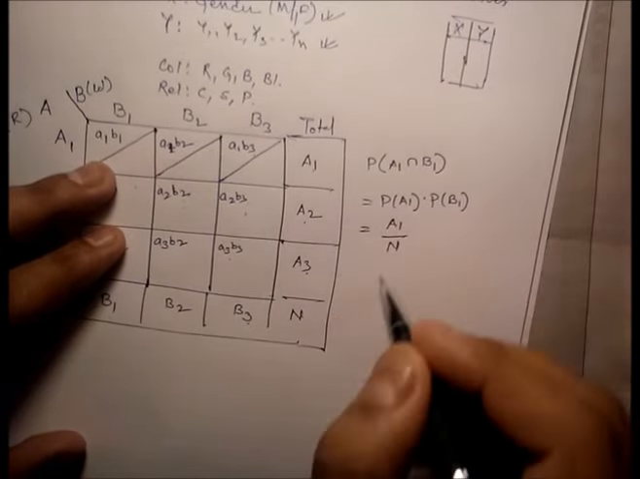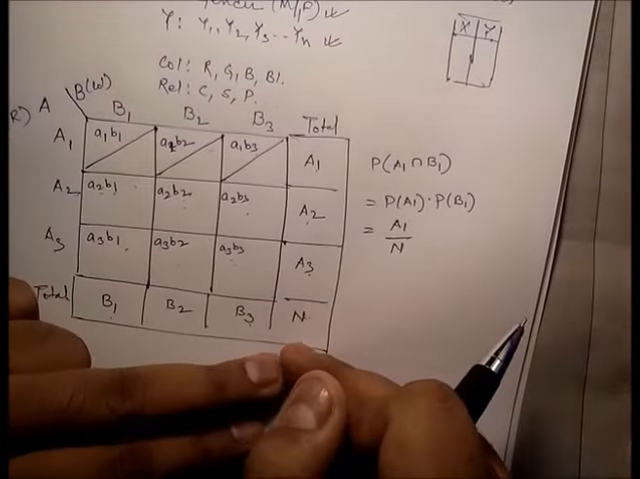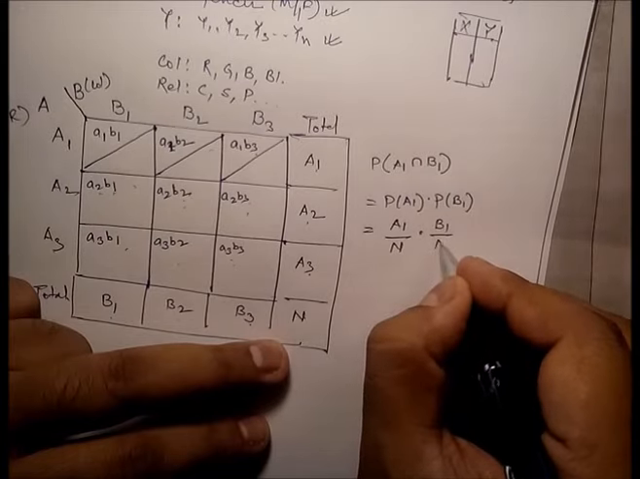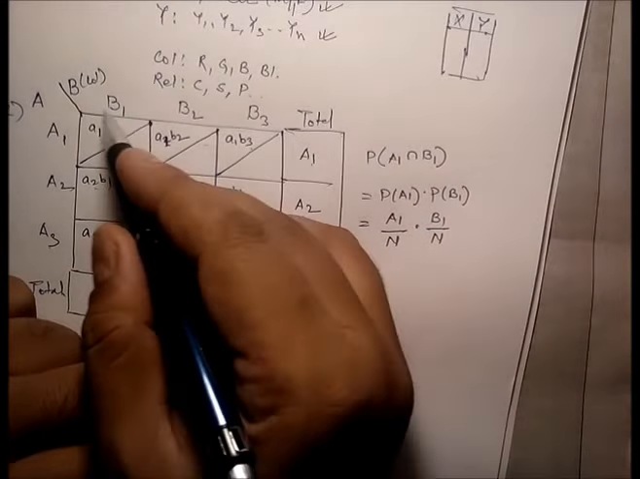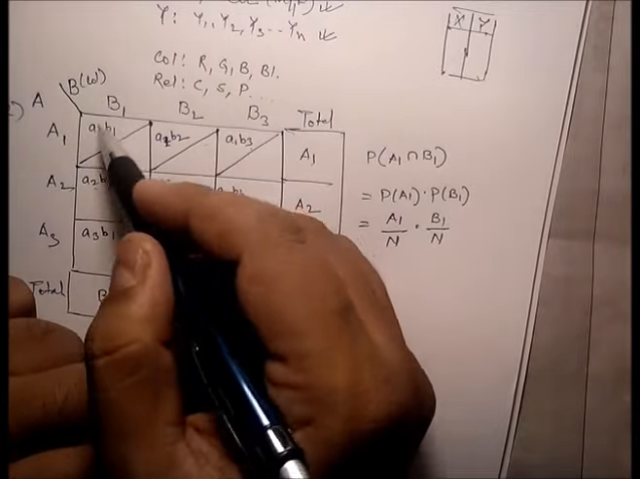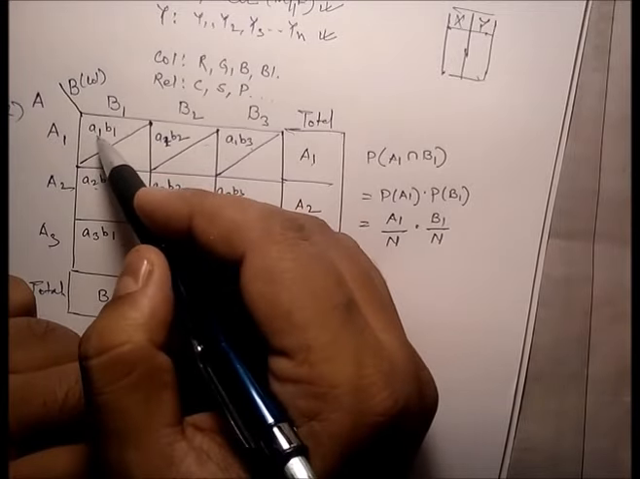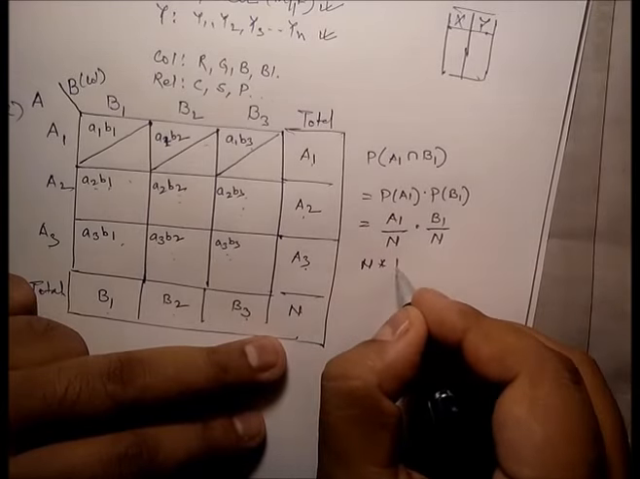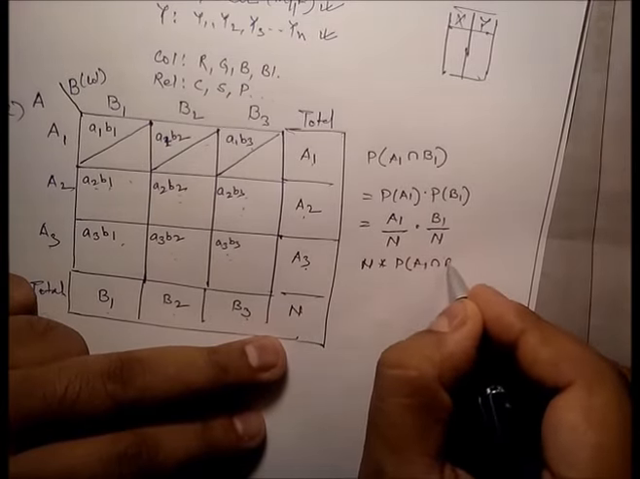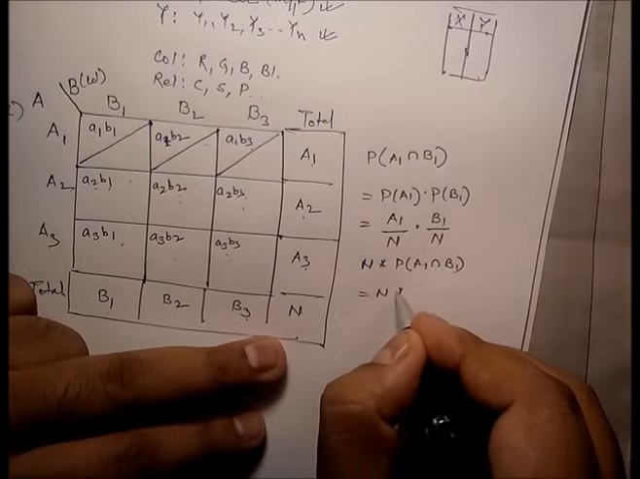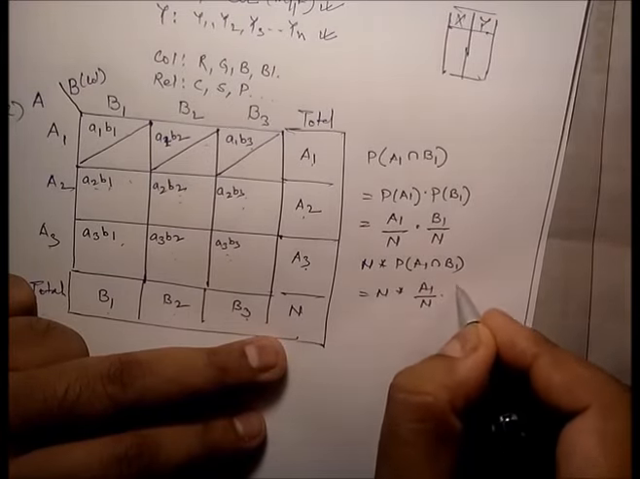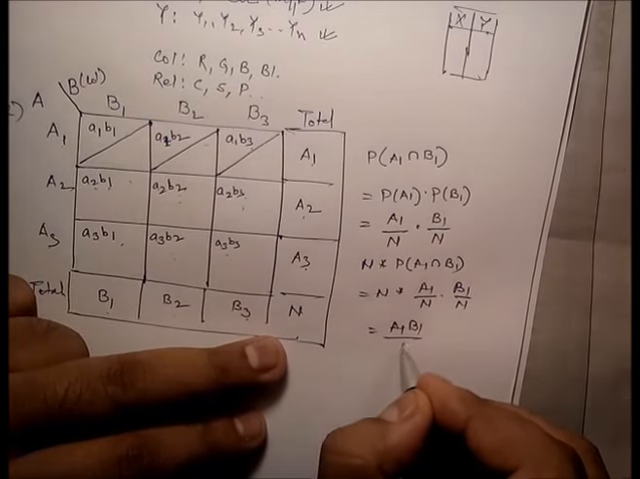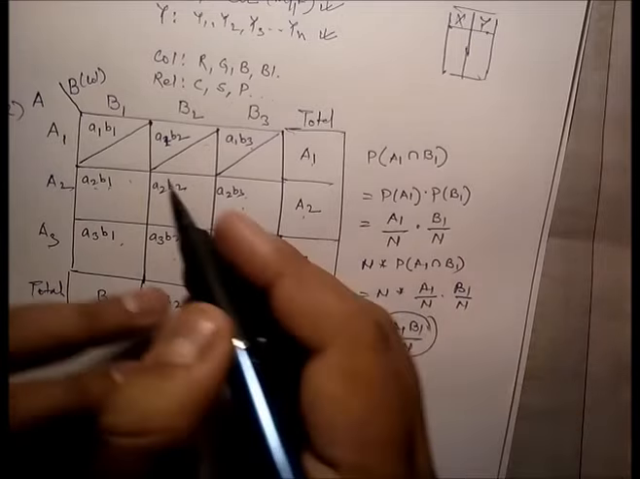A1 by n. What is n? N is the total number of frequencies, total number of observations n, and probability of B1 is what? B1 by n. Okay, now total number of persons who prefer A1 B1, so we have to apply n into A1 by n into B1 by n, that means A1 B1 by n. So this is for the first cell.